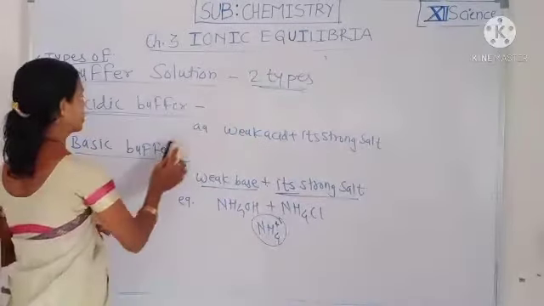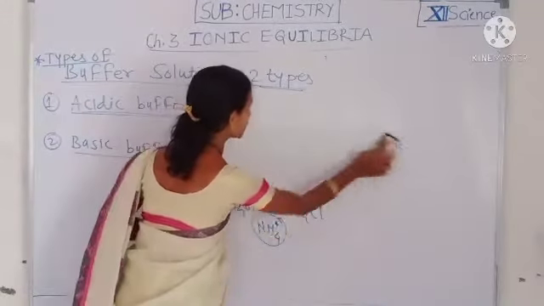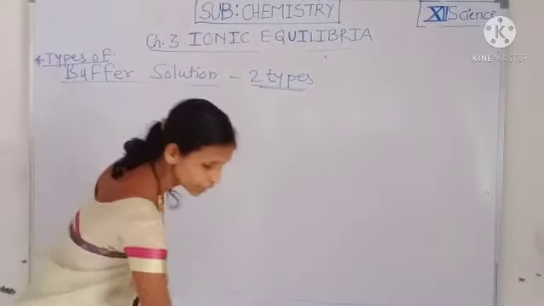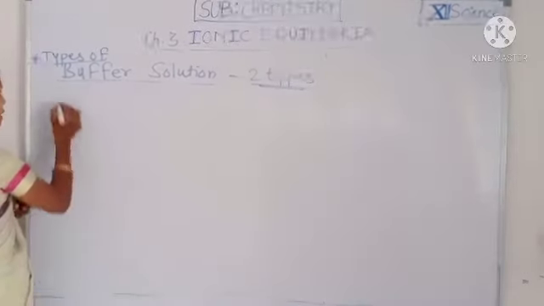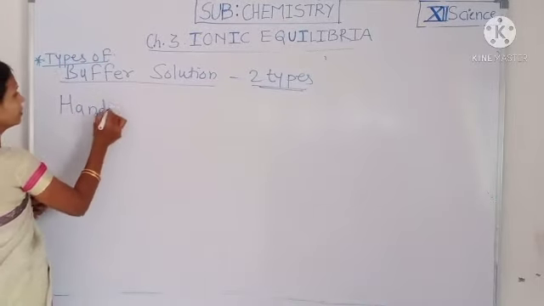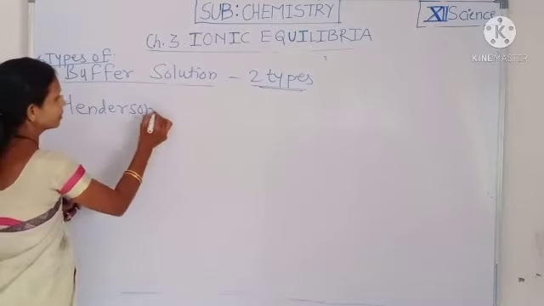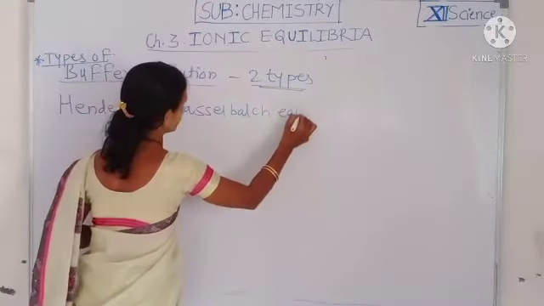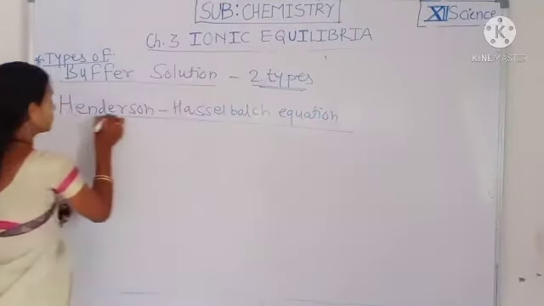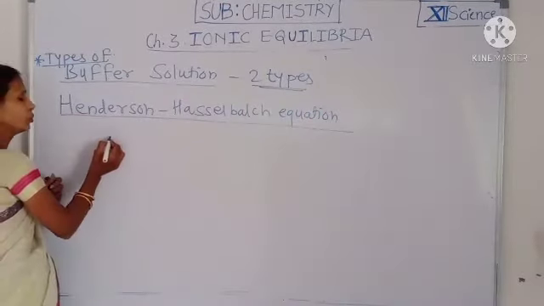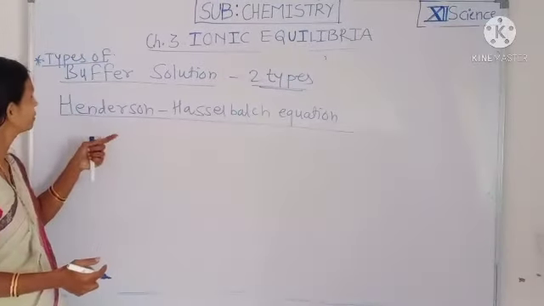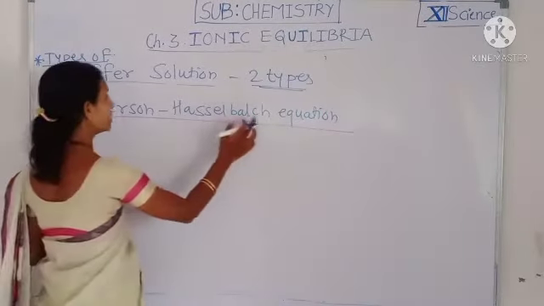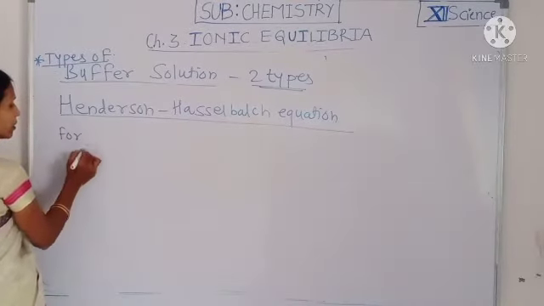Then see here, the pH of an acidic buffer as well as a basic buffer can be calculated or determined by the Henderson-Hasselbalch equation. That equation is used to calculate or determine the pH of an acidic buffer as well as a basic buffer. Then the Henderson-Hasselbalch equation for an acidic buffer.